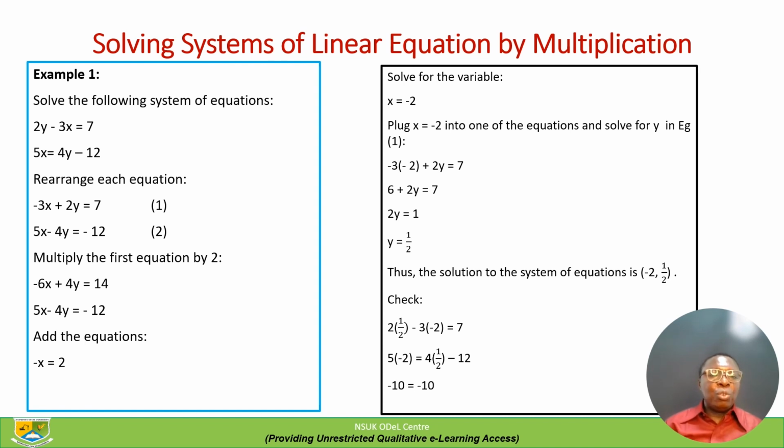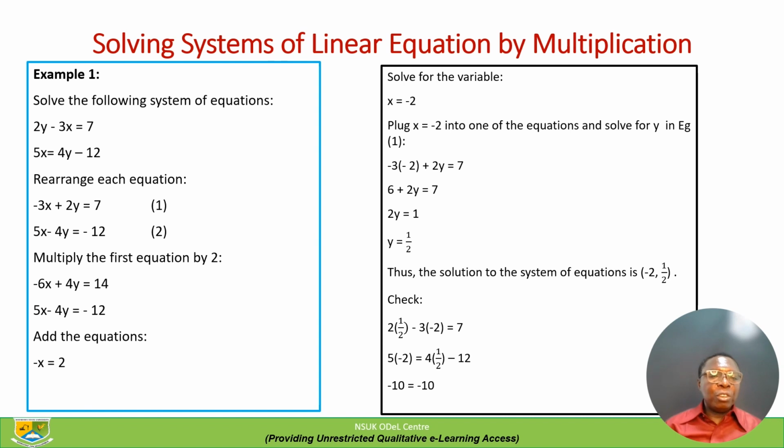Rearrange each equation. When you rearrange, you have minus 3x plus 2y is equal to 7. Let's consider it to be equation 1. And 5x minus 4y is equal to minus 12. That is equation 2. So multiply the first equation by 2. That will give us minus 6x plus 4y equals 14. And 5x minus 4y equals minus 12.